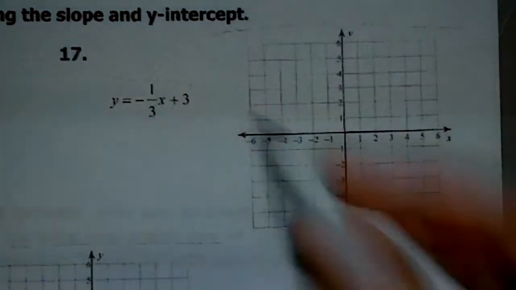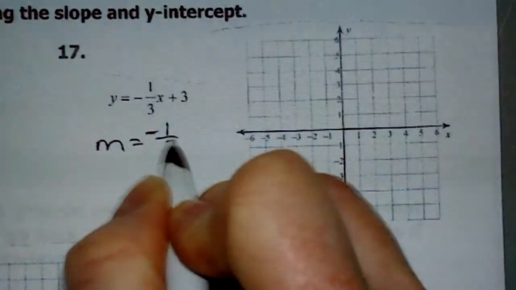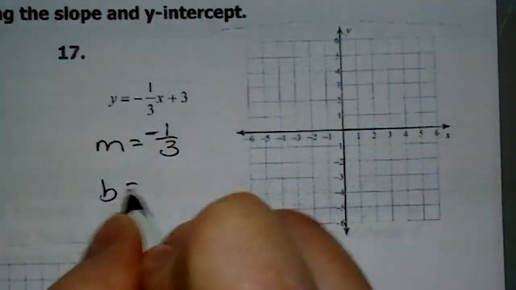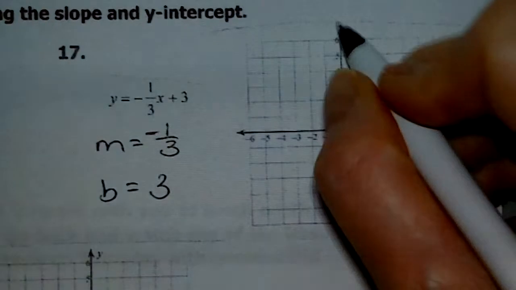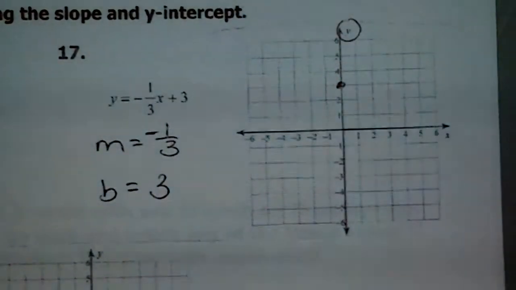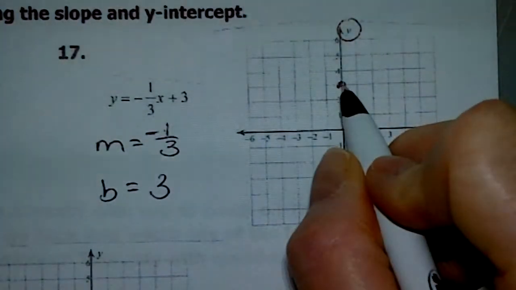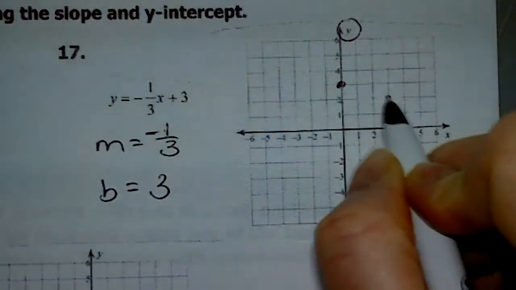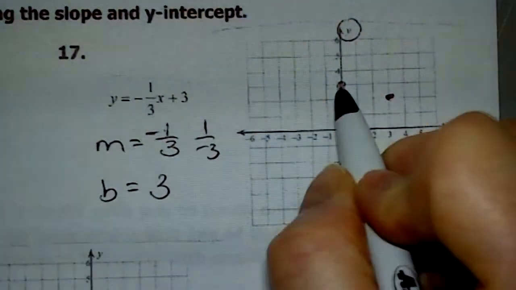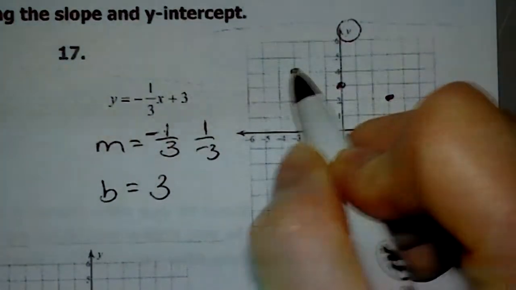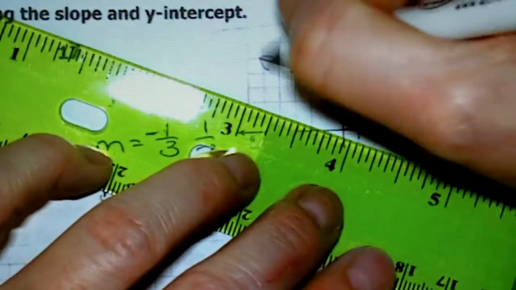All right, number 17, same thing. My slope is -1/3. I'm just going to put the negative with the 1 for now. The number by itself is a 3. Plot your y-intercept. Plot your b. The y-intercept touches the y-axis. If my slope is -1/3, that means either the 1 is negative, which means down 1, right 3, or I could make the 3 negative and go up 1, left 3. Either way, this line should be heading down because it's a negative slope.